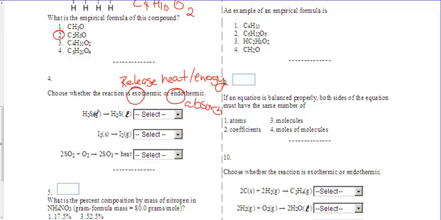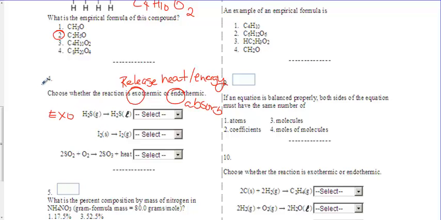We have H2S gas going to H2S liquid. Look at our phases. Gas to liquid. What has to happen in order for this to happen? When we go from gas going back down to a liquid, it's actually going to be cooling. Okay, so it actually releases heat. So in that sense, this is going to be exothermic.